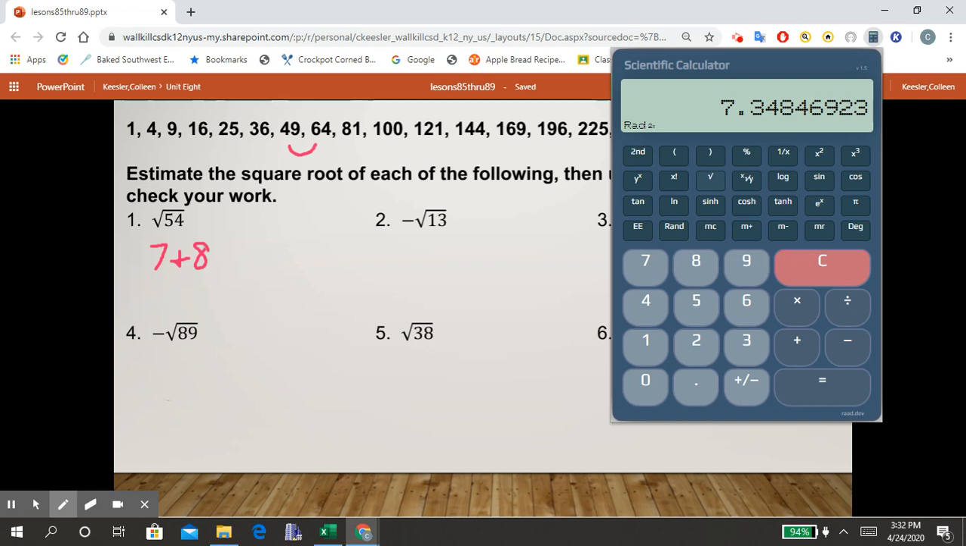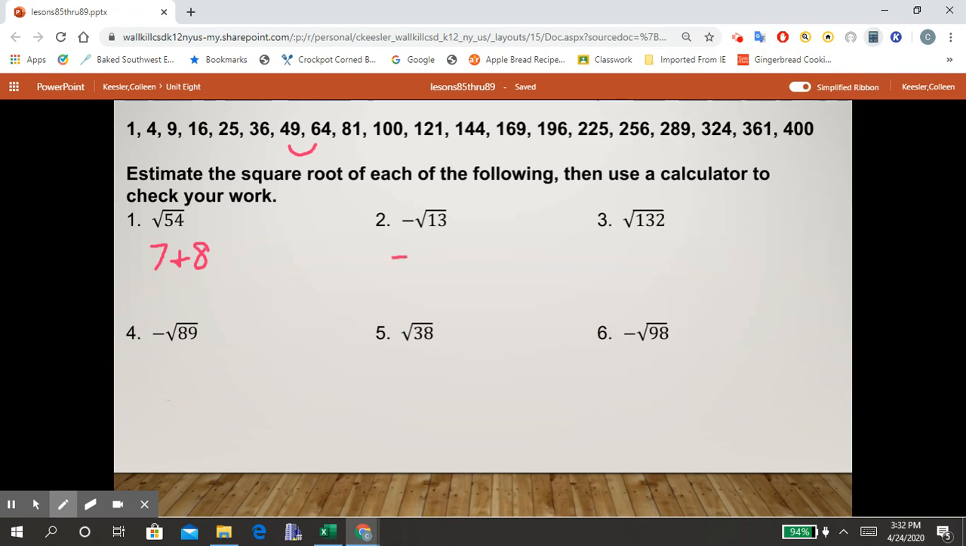For the next one, we have negative square root of 13, so we're going to write down our negative, and then we're going to look for where 13 would fall, and that would be between 9 and 16. Square root of 9 is 3, and the square root of 16 is 4, so it's going to be between negative 3 and negative 4.